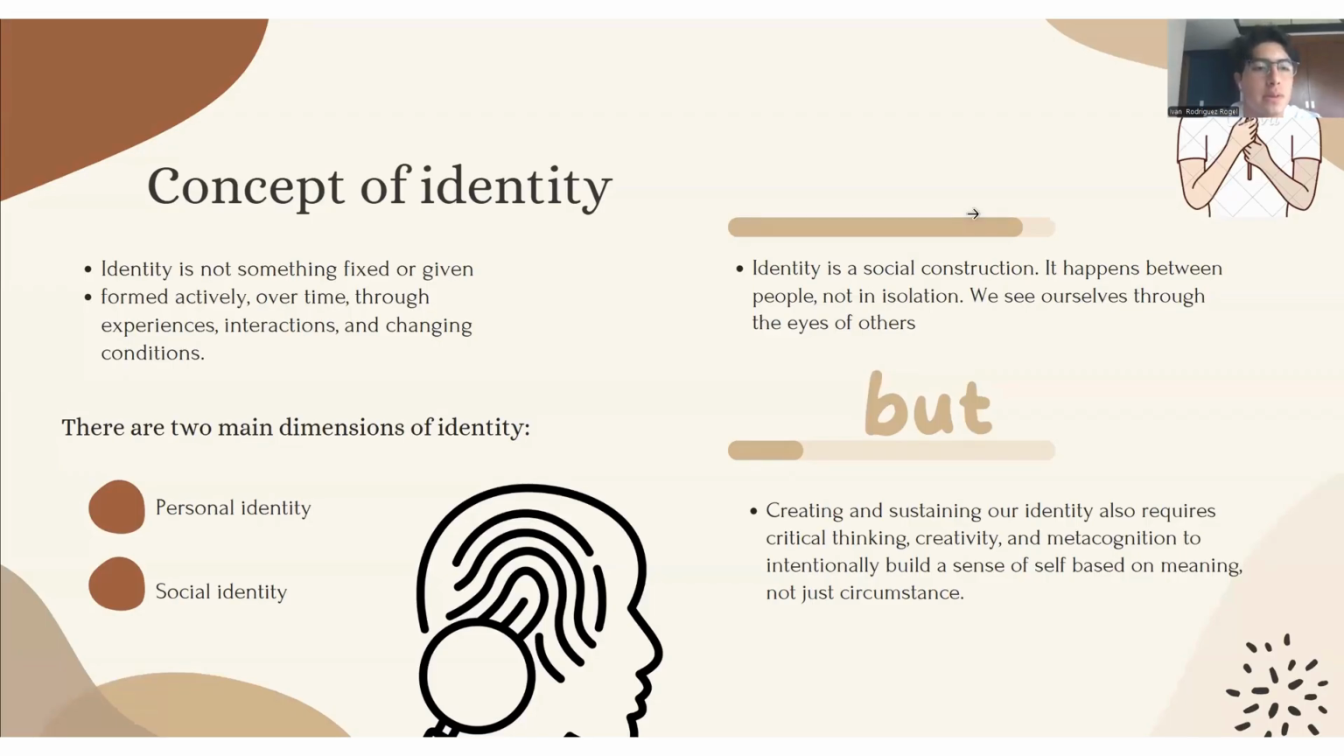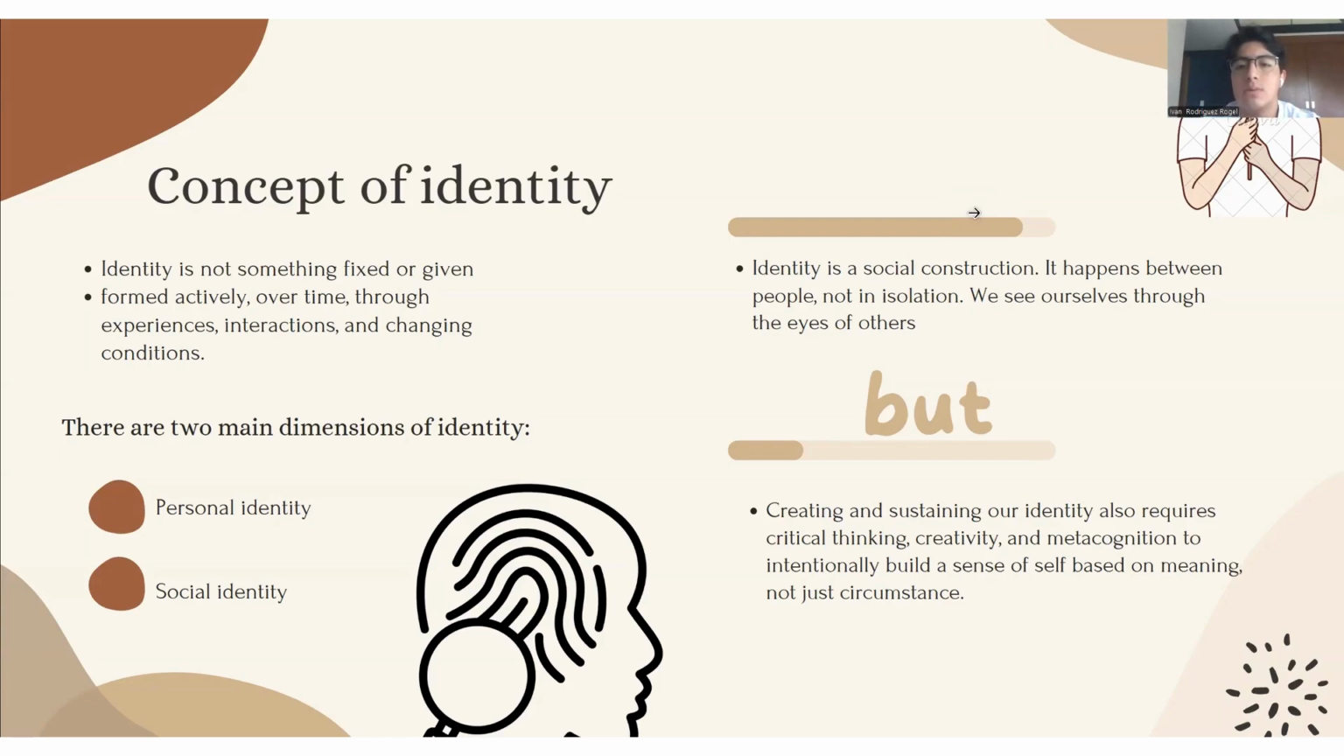Starting to explain the concept of identity, identity is not something fixed or given, but rather a permanent process of construction. It is formed actively over time through experiences, interaction, and changing conditions. So there are two main dimensions of identity. The first one is the personal one, which includes all characteristic traits, values, and experiences that make a person unique. And there is the social one, which refers to who we are based on the groups we belong to and how we understand ourselves in relation to others.